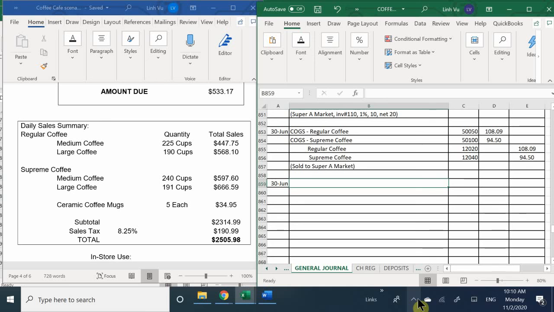Okay. So medium coffee, 225 cups. What are my accounts going to look like? Okay, first off, what is this transaction at hand? What happened here?